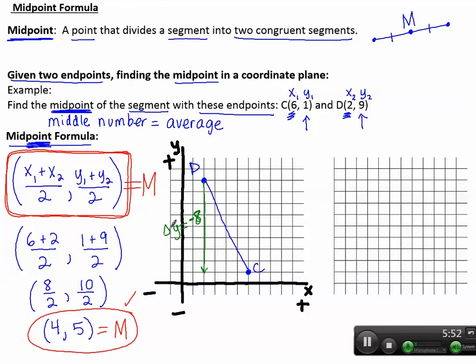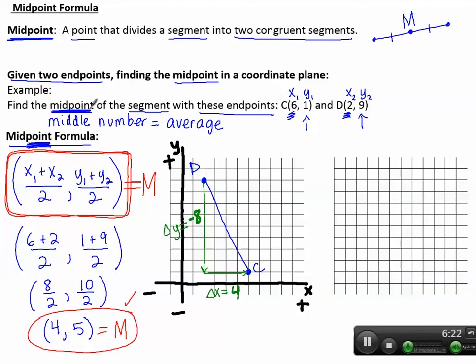Remember that delta means change. So the change in y, how I moved in the y direction, is down 8. Now let's count in the x direction from where I left off. 1, 2, 3, 4. That means delta x equals +4. How did I change in the x? Delta means change. Change in x is +4. Notice I was moving in the positive direction towards the plus sign.